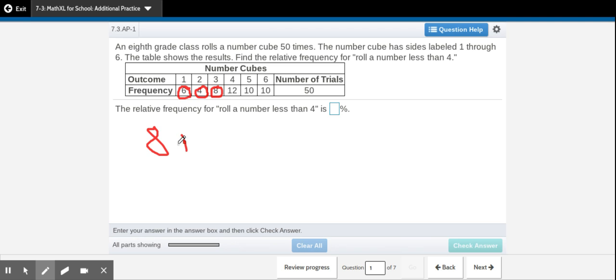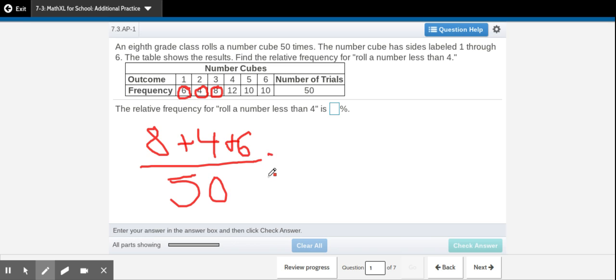All right, 8 plus 4 plus 6. And that's over our number of trials, which is 50. And they were nice and they told you what it was instead of making you add it all up. All right, and we get 18 over 50.